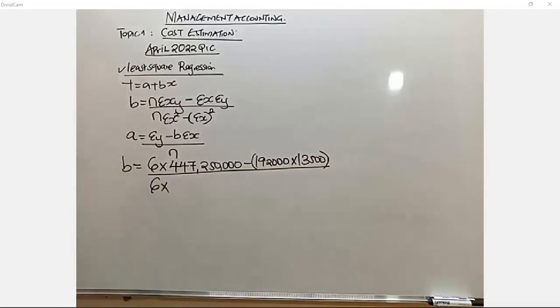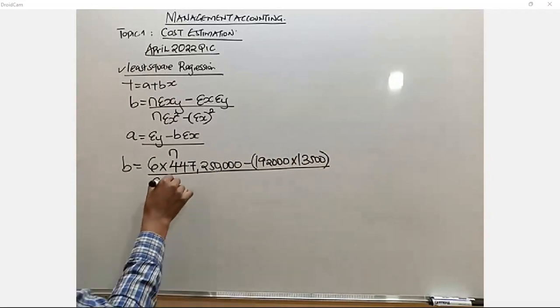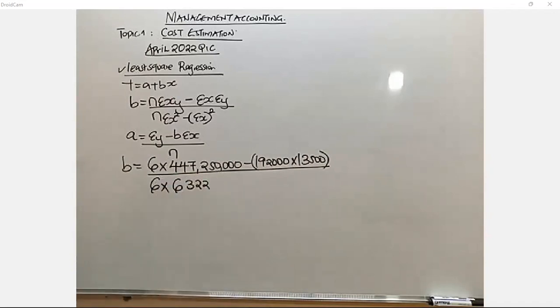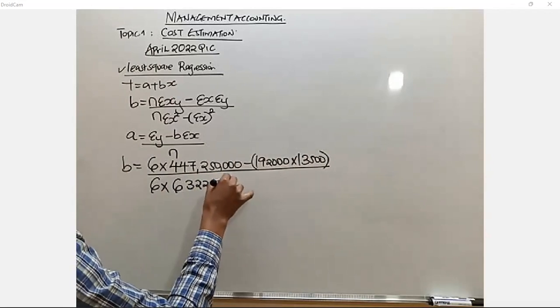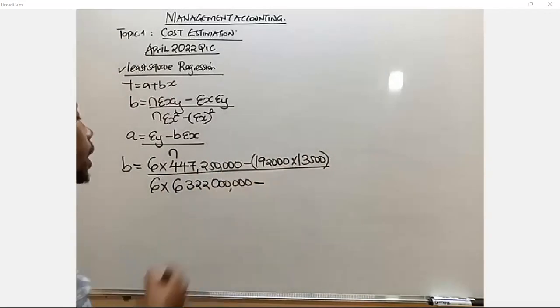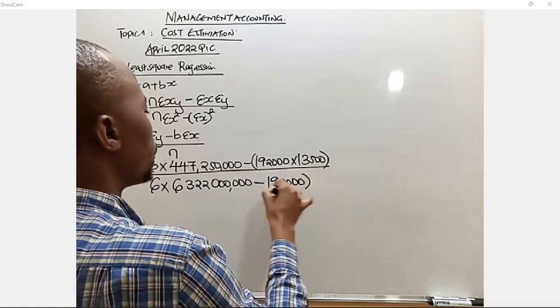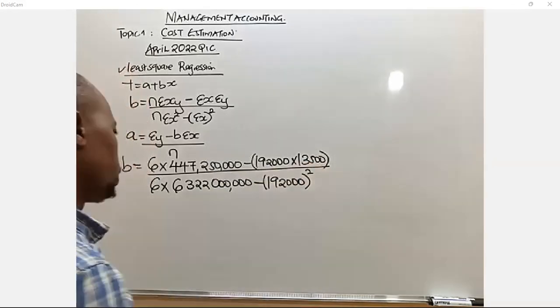The summation of x squared. Our x, we said, is our sales revenue, which is independent. That is equivalent to 6,322, I think it should be millions of shillings. Minus the summation of x, which is 192,000, squared. That is how I'm supposed to be writing it.